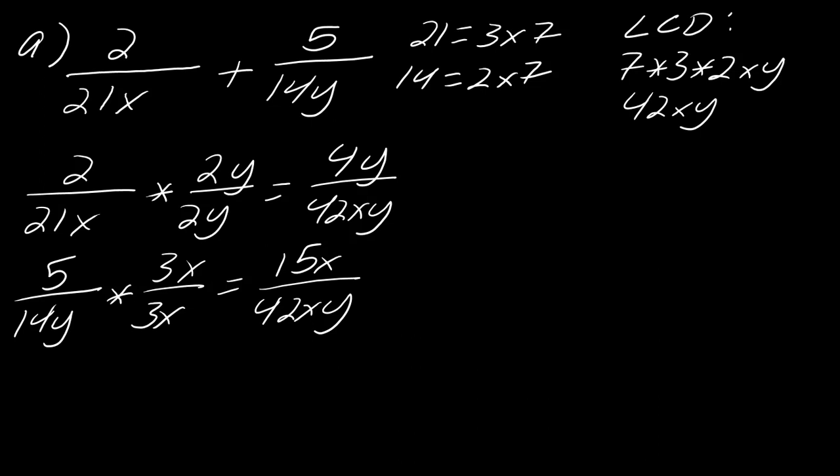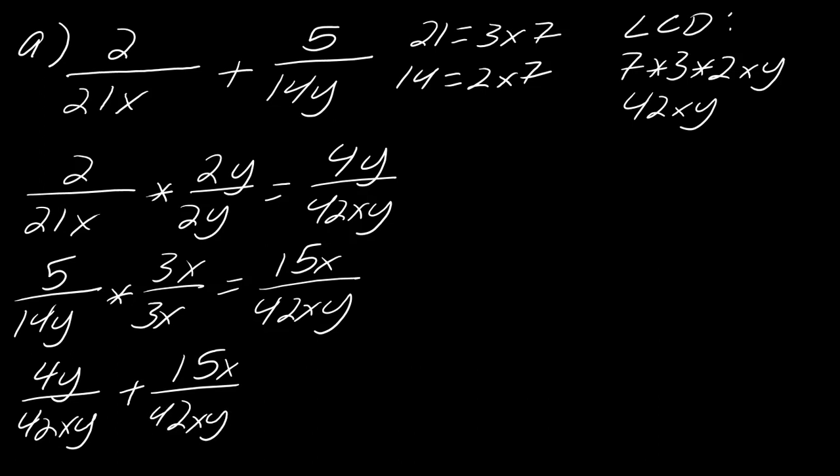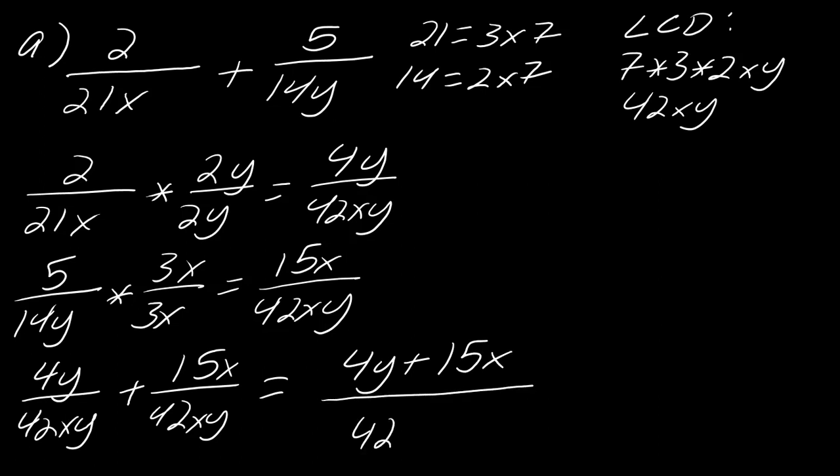So now I'm going to combine these two. So I get 4y over 42xy plus 15x over 42xy. And so notice in this case, this is how this really changes. Depending on what you multiplied by with rational expressions, you might not actually be able to combine these things. 4y and 15x are not like terms. So for this one, as far as you can go is just 4y plus 15x over 42xy.